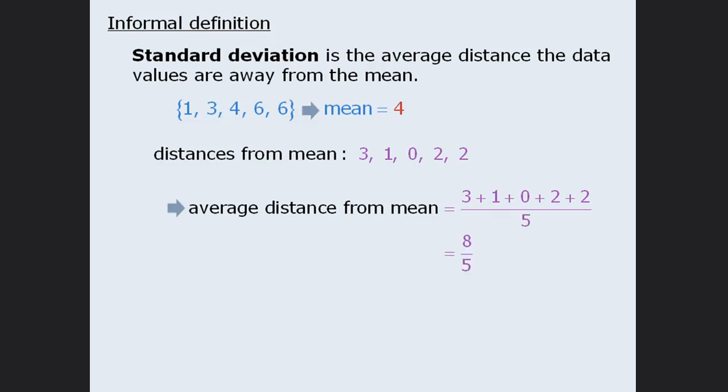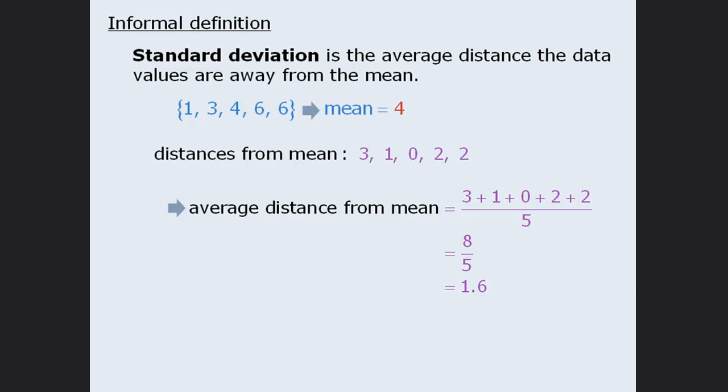When we do this, we get a standard deviation of 1.6, which is close to the standard deviation we calculated using the formal definition. However, as I said earlier, you will never be required to calculate the standard deviation of a set of numbers on the GRE.